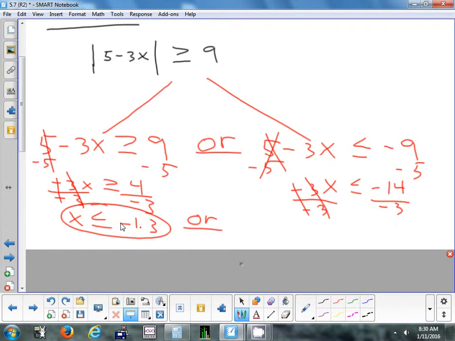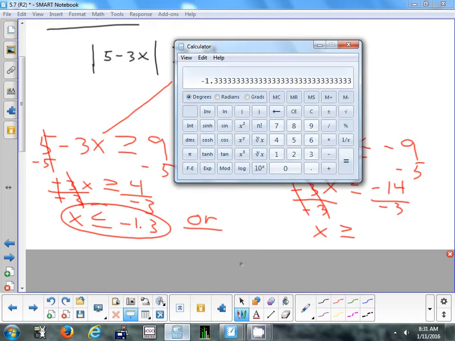Something I need to be very careful of right now. Sam, what do I have to be careful of here? Yeah, I've got to be careful with the sign. What do I got to do? Yeah, I just divided by a negative, so I need to flip it. And then negative 14 divided by negative 3. Let's just do that out. We get about 4.7.